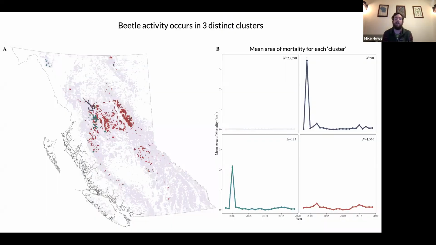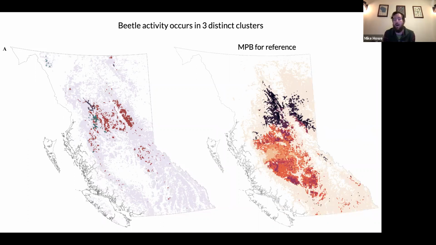So when we do this for Western balsam bark beetle, we see that beetle activity occurs in 3 distinct clusters. We have this dark blue cluster that is small and somewhat hard to see, and then a green cluster, and then this red cluster. The blue and the green seem to be pretty synchronous, and then the red seems to have sort of two peaks to it. Areas in this lighter pink are areas where there was minimal activity throughout the time series. Just to give an example of why we think that this is discrete and not bullseye, I can show the similar map for mountain pine beetle, where we have this really strong bullseye effect where beetle activity is rapidly spreading.